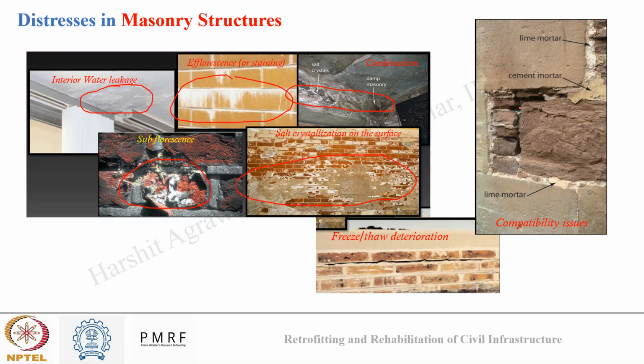There can be compatibility issues also, which can appear like this on a masonry structure. Here you can see cement mortar and lime mortar are not so compatible, which can lead to cracking near the joints. And you can also observe deterioration in the form of longitudinal cracking in the masonry. So this is how we can identify different types of distress in the masonry.